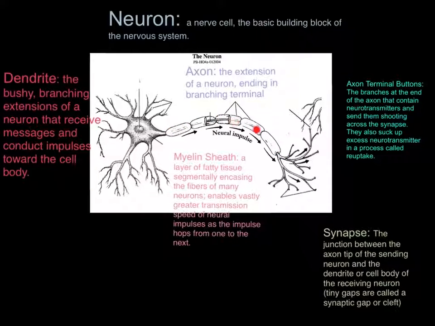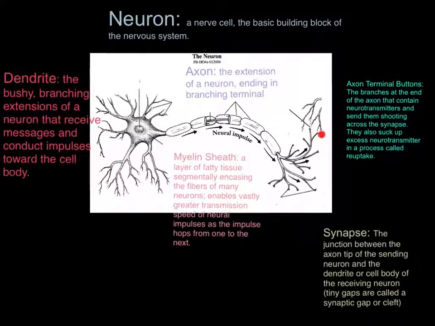This is the axon. And wrapped around the axon is the myelin sheath, which is a layer of fatty tissue segmentally encasing the fibers of many neurons, and it enables vastly greater transmission speed of neural impulses, and the impulse hops from one to the next. So at the end of the axon and the myelin sheath, there are axon terminal buttons, which are the branches at the end of the axon that contain the neurotransmitters, and they shoot them across the synapse, and they also suck up the excess neurotransmitter in a process called reuptake.